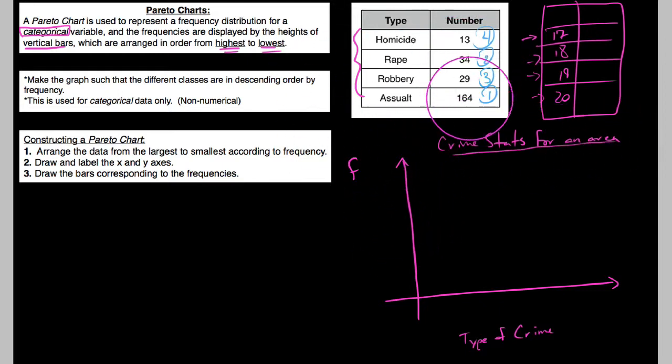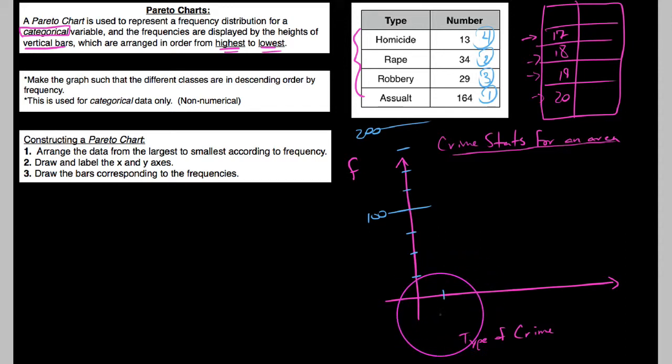Let's go ahead and say our top number here is 164. When we set up the scale on the y-axis, we're going to have to go up to at least 164. So perhaps we go up by 25: 25, 50, 75, 100, and so on, maybe up to 200 right here. And then our categories go down here on this axis.